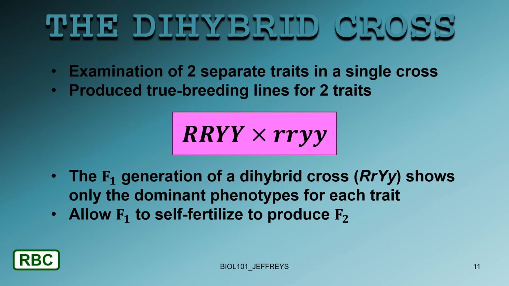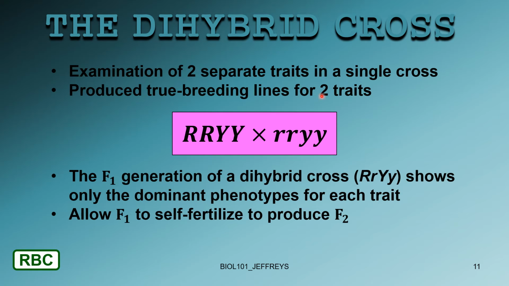Okay, the dihybrid cross now gets a little more complicated, but not that much more complicated. But here you're looking at 2 traits. In a monohybrid cross, mono means 1, so you're looking at 1 trait, 1 gene, 2 alleles but 1 gene. In a dihybrid cross, you're looking at 2 genes. Okay? So 2 separate traits here.